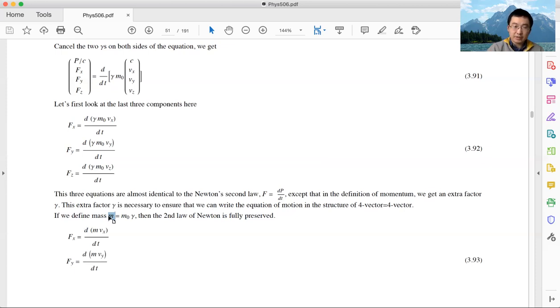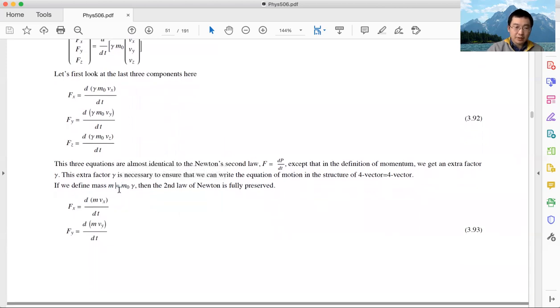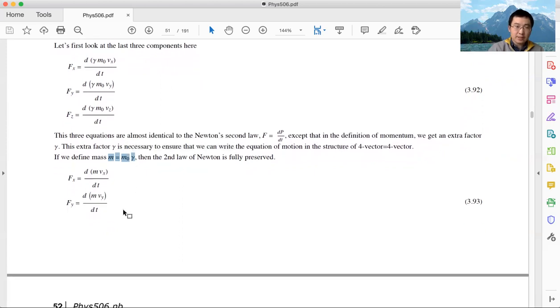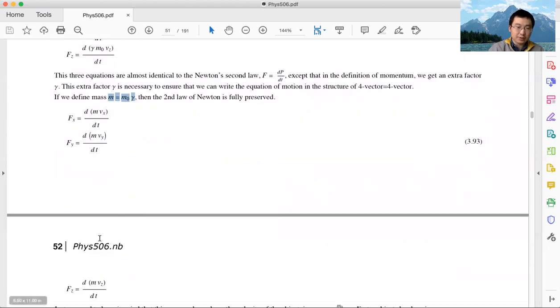But in special relativity, mass depends on the reference frame. In a different reference frame, you have a different velocity, a different gamma, and thus a different mass. Nevertheless, if we define the mass this way and allow the mass to increase when we increase the speed of the particle, then the last three components of this equation of motion are pretty much the same as what Newton told us.